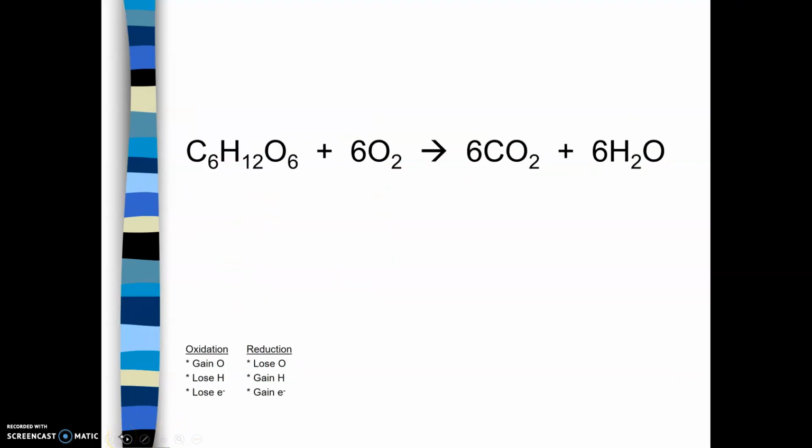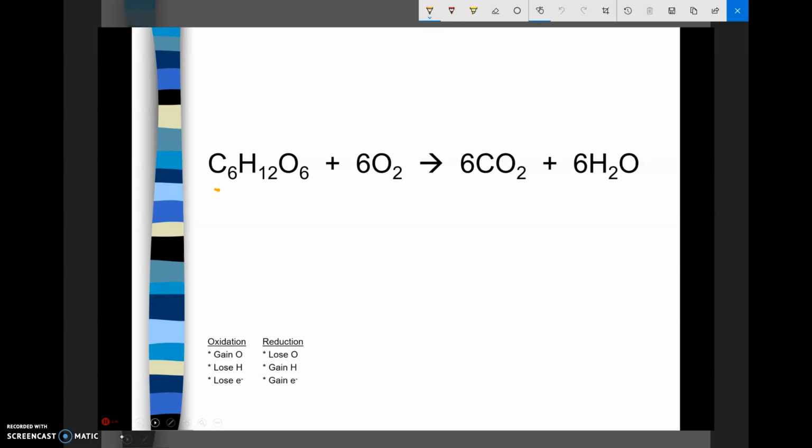Okay, next example. This is our glucose. On this one, we're going to look at C6H12O6 and compare it to the carbon dioxide on the right side, because we want to look at the carbon and the carbon. That's why we're comparing these two. And now we want to look at the oxygen and the hydrogen. Here we have 12 hydrogen. Here we have no hydrogen. So we can say that we have lost hydrogen.